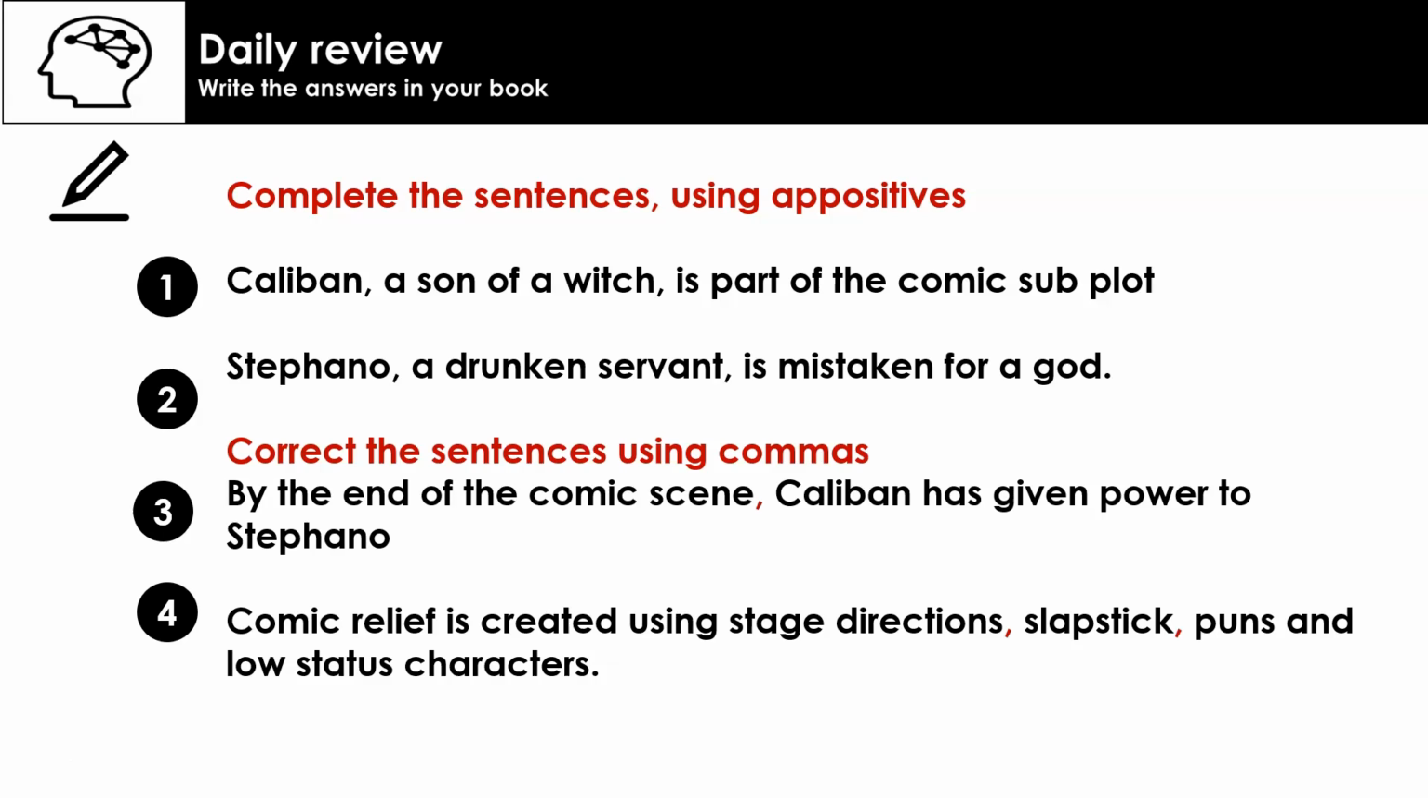Okay, guys, let's look at number 3. By the end of the comic scene, comma, Caliban is given power by Stefano. So here we've got that moment where the comma is separating the part that tells us when. So we use a comma to separate the part that tells us when it comes at the beginning of the sentence. Brilliant. By the end of the comic scene, Caliban is given power by Stefano. Now, in number 4, we haven't looked at it for a while, but we're using commas here to separate items in a list. Brilliant. So comic relief is created using stage directions, comma, slapstick, comma, puns, and low status characters.